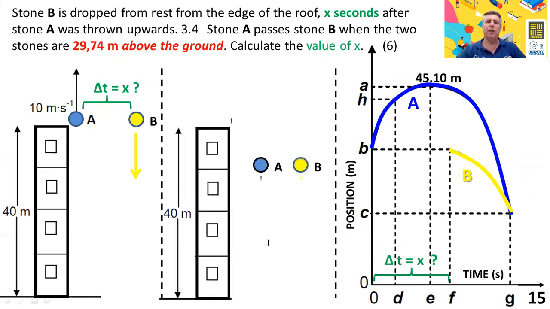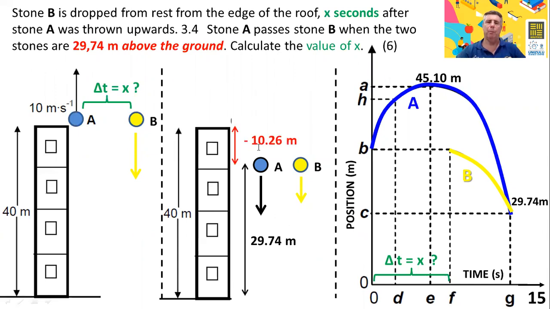Then there's a second point where the two balls pass each other. Obviously, A is traveling faster and it catches up and passes B. But at the moment they're together, we're told that that point is 29.74 meters above the ground. So that corresponds to this height C over here, 29.74 meters, where the balls pass each other. Now, more importantly for us, that point is minus 10.26 meters below the starting point, because we're going to do all our calculations with reference to that starting point.